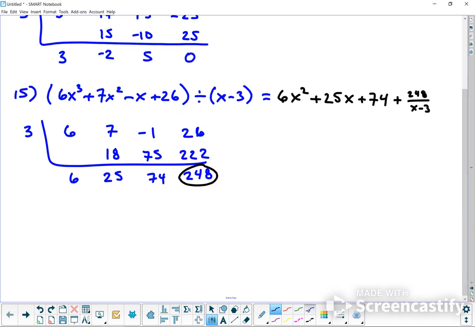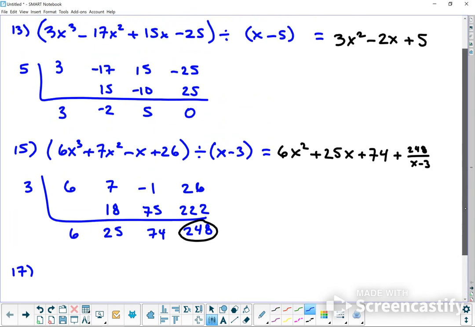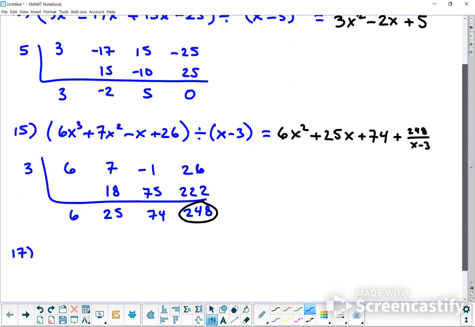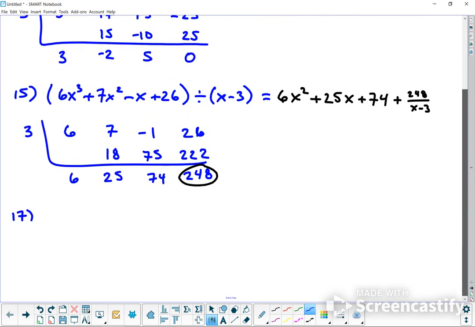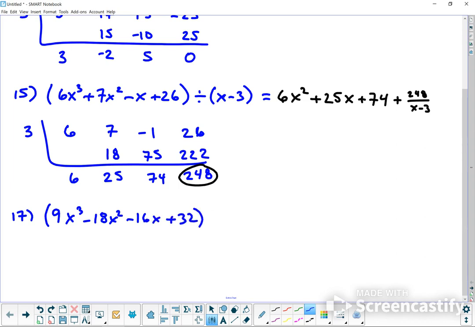15, 17, we're going to do all the way to 21. 21, right? Yep. So 17, 9x to the third minus 18x squared minus 16x plus 32. I'm going to divide that by x minus 2.